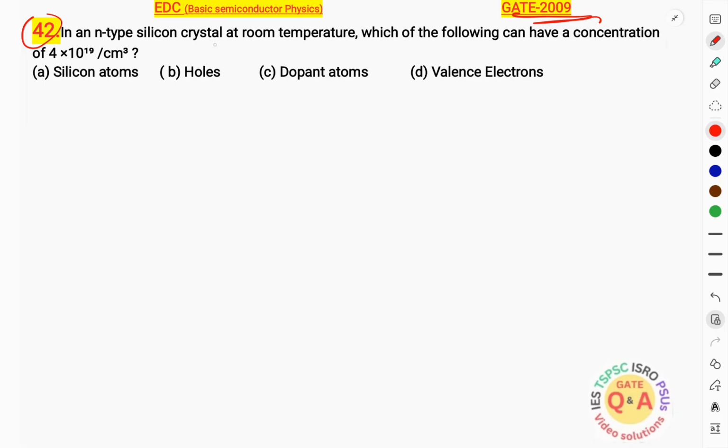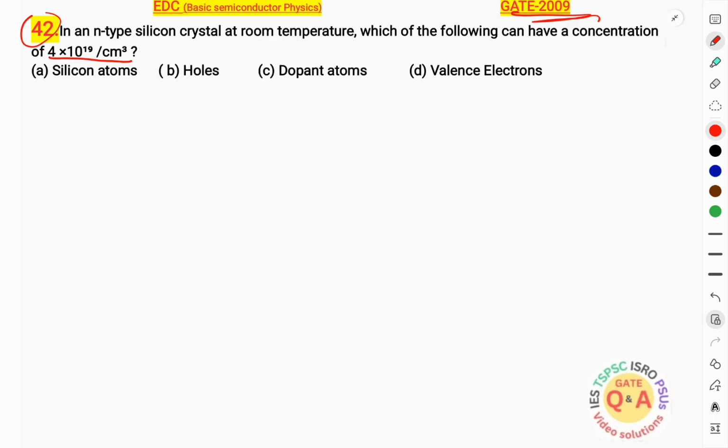In an N-type semiconductor silicon crystal, at room temperature, which one of the following can have a concentration of 4 into 10 power 19 per centimeter cube? It is given that it is an N-type semiconductor, N-type silicon, at room temperature, and the concentration is given. Generally he asks for the concentration, but here he has given the concentration. What is that concentration: silicon atoms, holes, dopant atoms, or valence electrons? So we need to find what this value is.